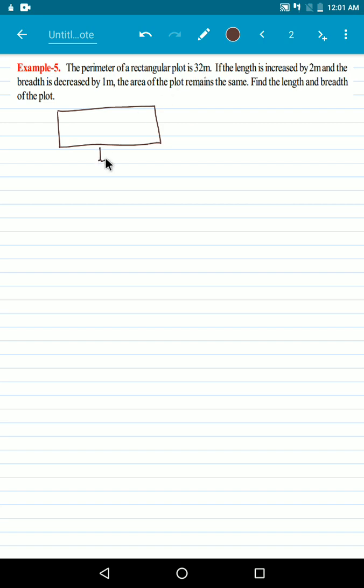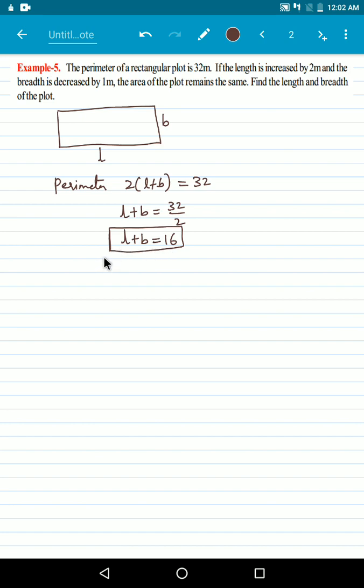So if we take this as length, this as breadth, we know perimeter is 2 into (L plus B), right? This is given as 32 meters. Now what will be L plus B? If you send this 2 to the other side, it will divide 32. So L plus B will be equal to 16. 32 divided by 2 is 16. So we got the first equation very easily, right?